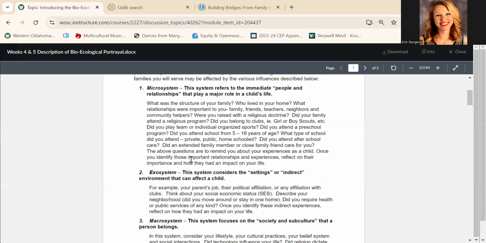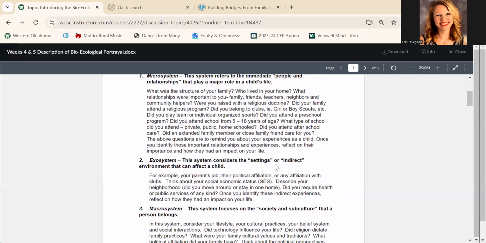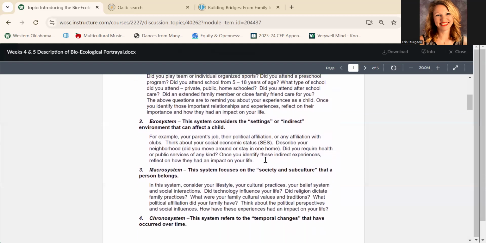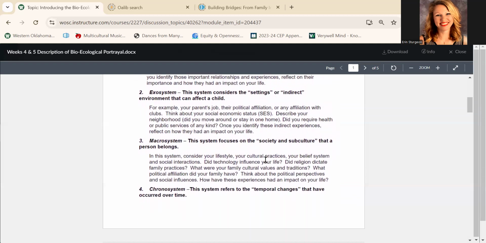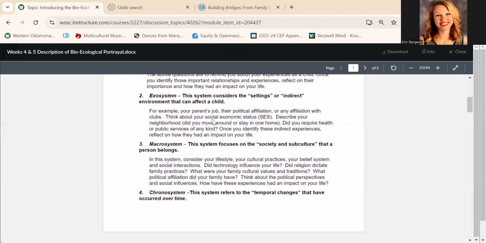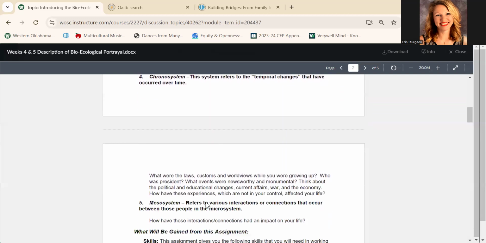Once you identify those important relationships and experiences, reflect on their importance and the impact, positive and or negative or neutral, that they had on your life. And so again, these are just for your notes on all of these, but there are questions to get you thinking and realizing how each of these systems, how you fit into each of these systems, and to reflect on them.